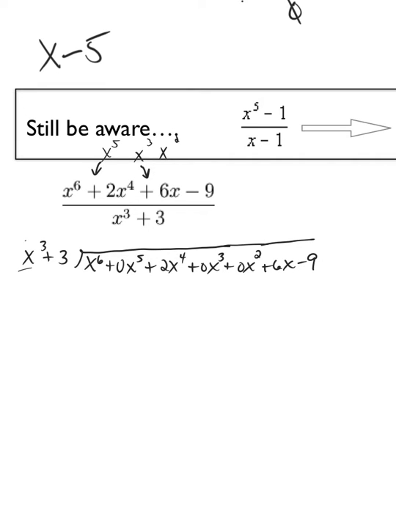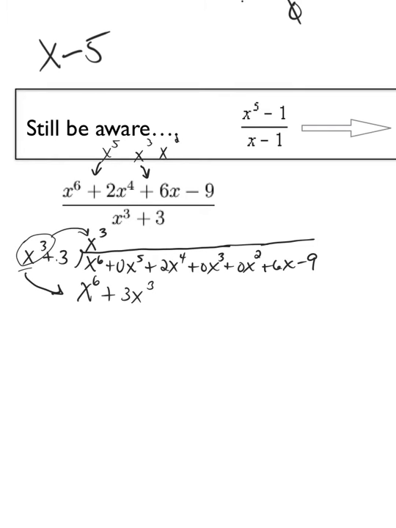I'm going to write up here what I need to multiply x cubed by to get x to the 6th, and that would be x cubed. Remember, if you multiply powers of the same base, you add the exponents. So down here, I'm going to say x cubed times x cubed is x to the 6th, and x cubed times 3 is 3x cubed. I'm actually going to put that down here. Actually, no, I'll put it right here. It's all good in the neighborhood. I'm just going to erase that last piece.